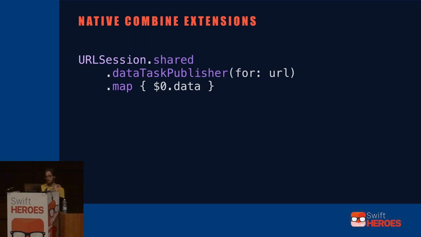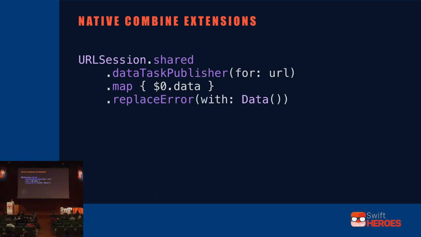Each time the data task is emitting some kind of value. And then we want to say, if you are a bad gateway, like we saw before, I don't want to see your error, I just want an empty data. So I'm taking the stream, and every time it errors out, I want to replace the error with an actual value that I'm providing myself, and it's going to be an empty data. And then I'm ready. This is a variable. I can store it, and it hasn't done anything so far.